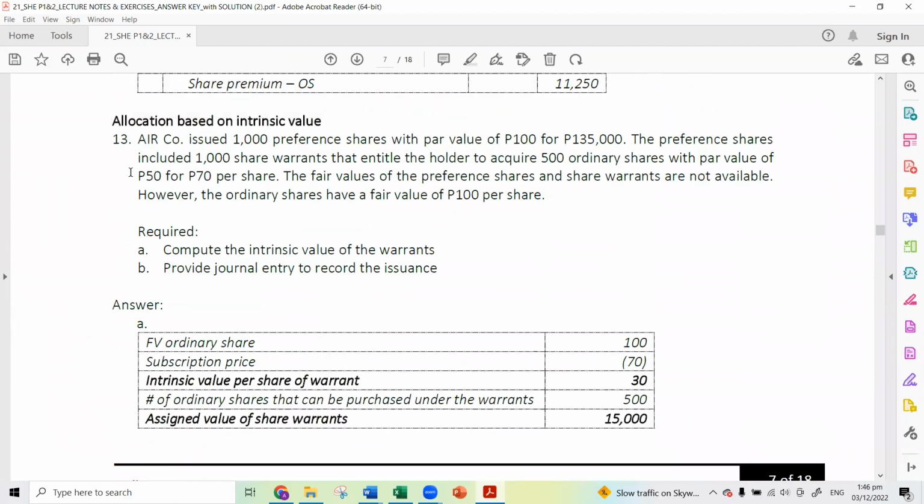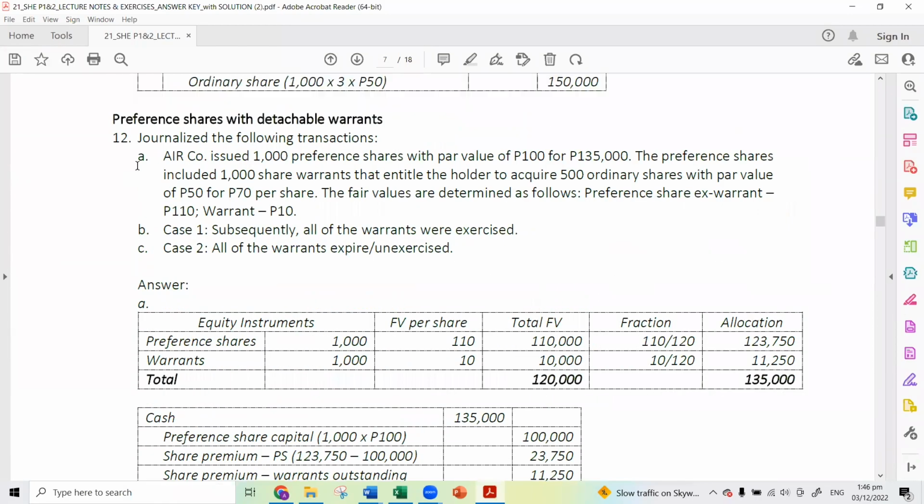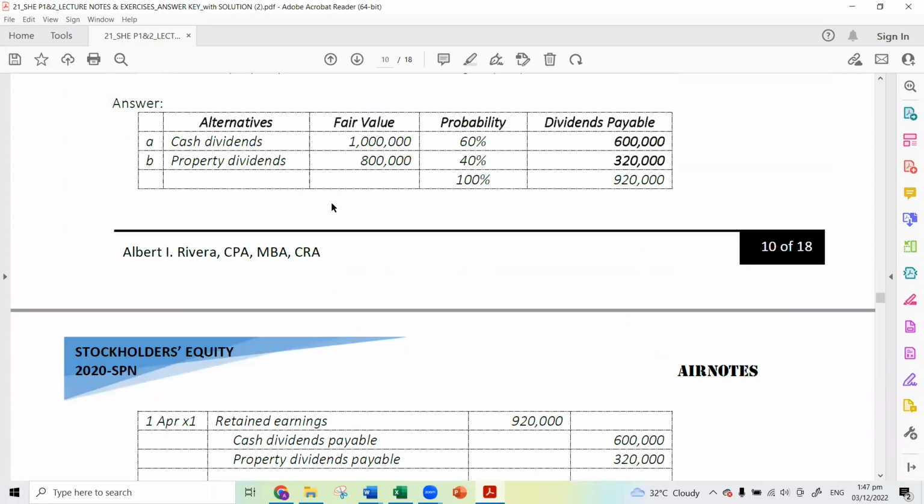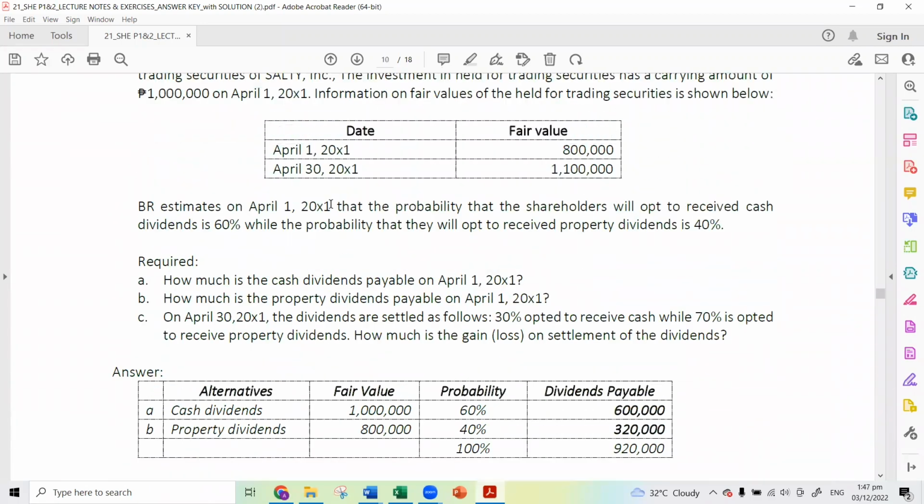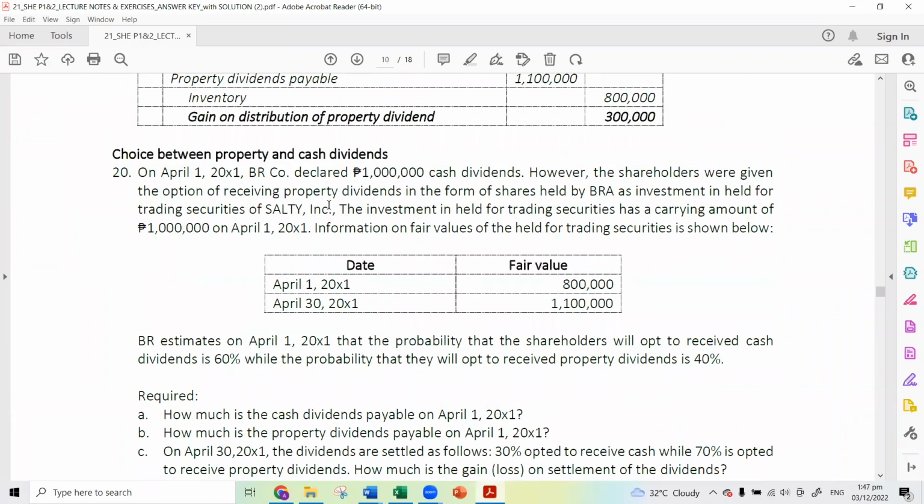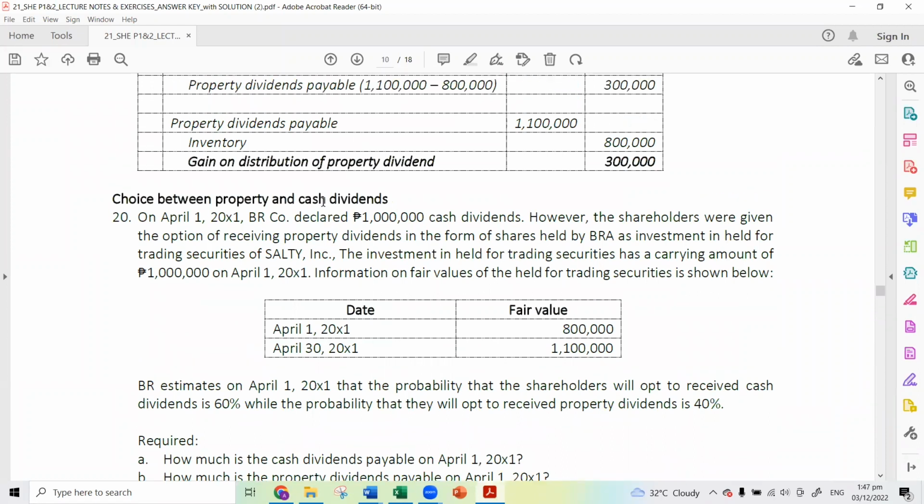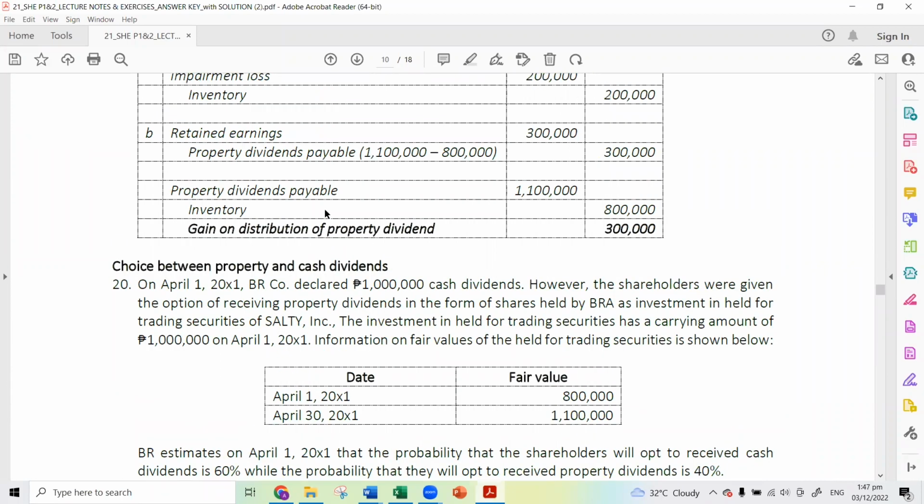So let's proceed with preference shares with detachable warrants. So plus yung preference shares with detachable warrants, similar with the issuance of preference shares convertible to ordinary shares, no? When preference shares are issued with detachable warrants, the entity has issued only one type of financial instrument or equity instrument, but of different class.